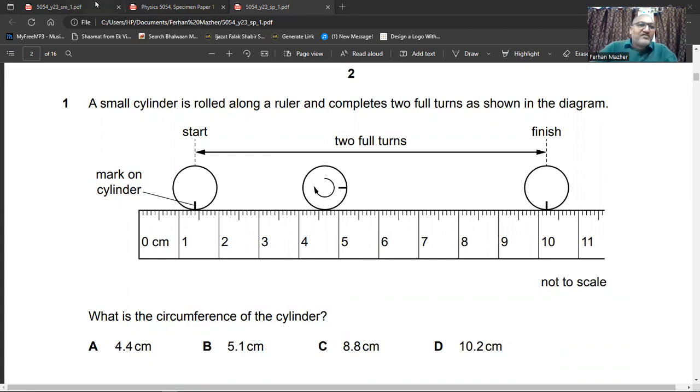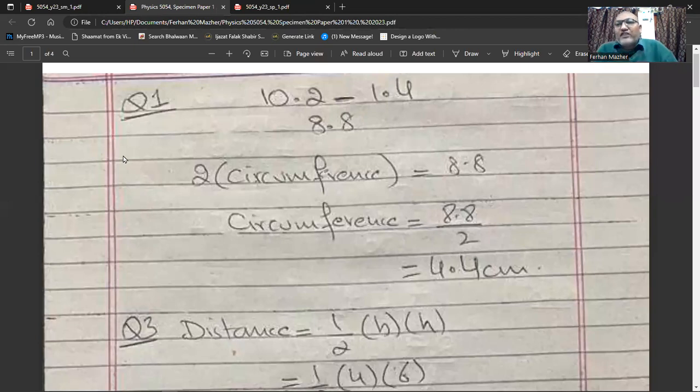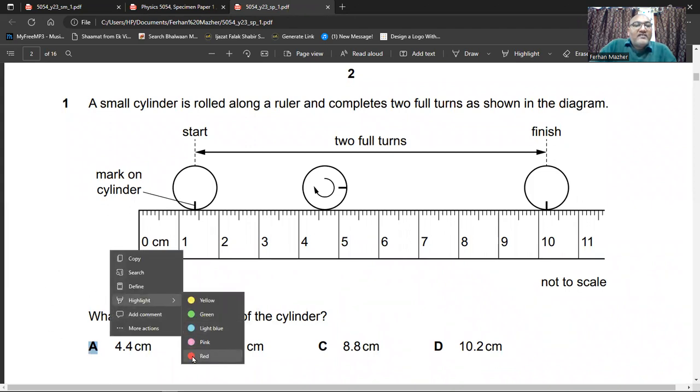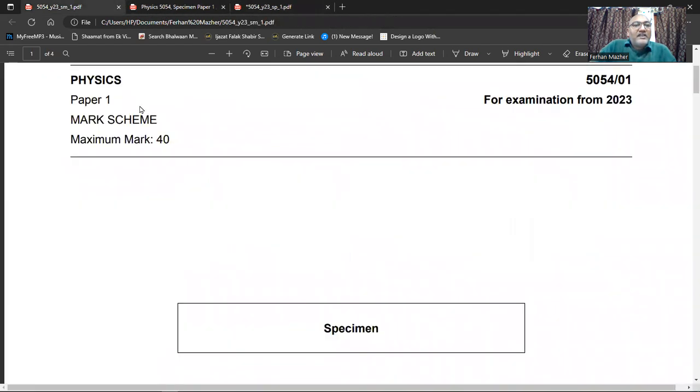The question is, what is the circumference? I have solved it. 10.2 minus 1.4 is 8.8 centimeters. Because the cylinder has completed two revolutions, this distance is equal to two circumferences of that cylinder. So two circumferences equal 8.8 centimeters, and one circumference is 8.8 divided by 2, which is 4.4 centimeters. So we think A is the choice. Let's check.